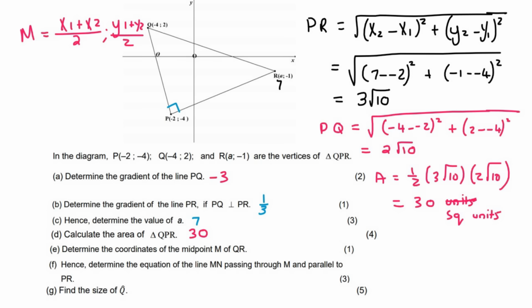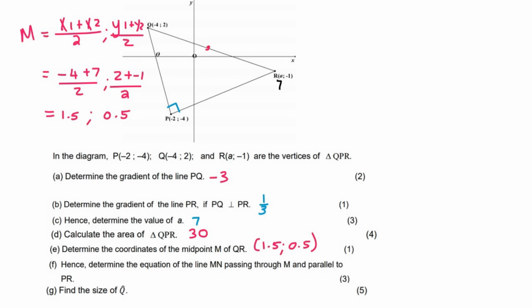And we must remember that we have got that as 7 already. So we could then say minus 4 plus 7 over 2. And then we could use 2 plus minus 1 over 2. And if we work this out, we are going to get 1.5 and 0.5. And so that would be our coordinates for m.